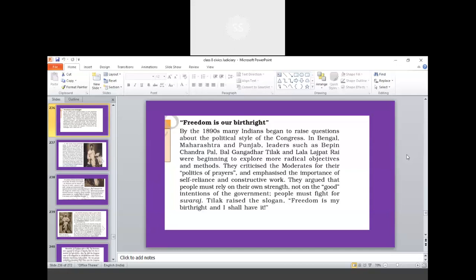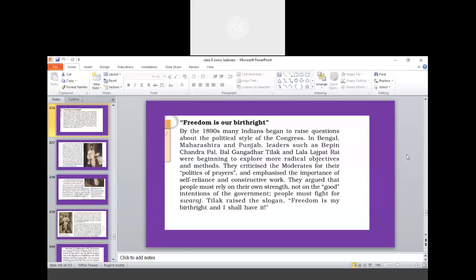Moderates never demanded Swaraj. But Tilak said that we must fight for Swaraj. Tilak said we should make sure that the British leave the country because this country belongs to us. That's what he said, that we must fight for Swaraj. And the famous slogan of Tilak is freedom is my birthright. He said that since it's my birthright, naturally no one can deny it, so I shall have it.